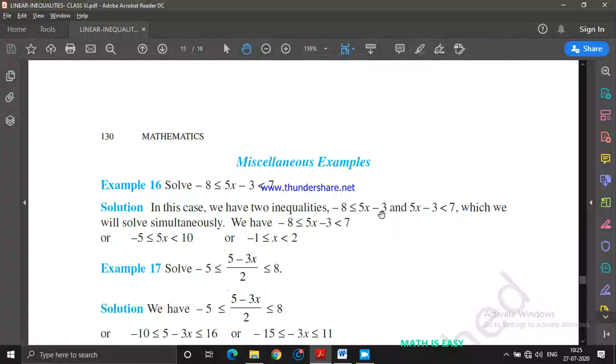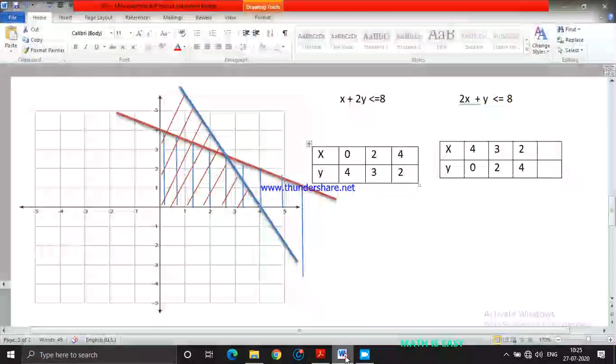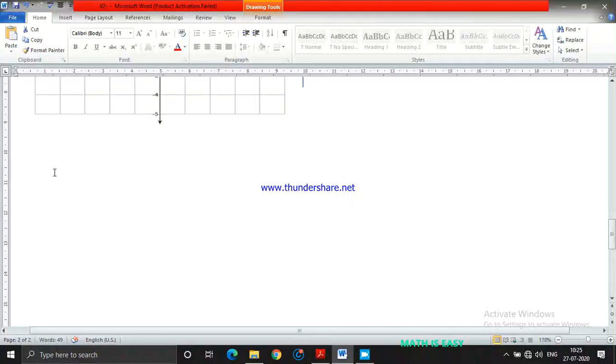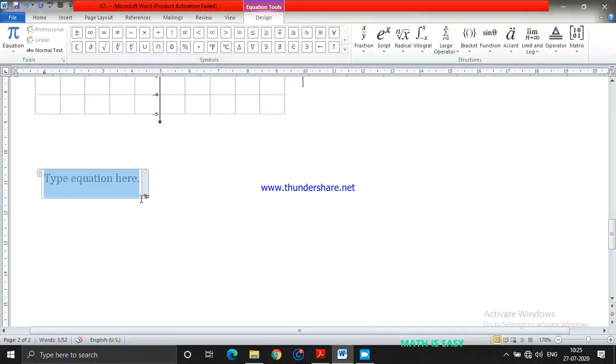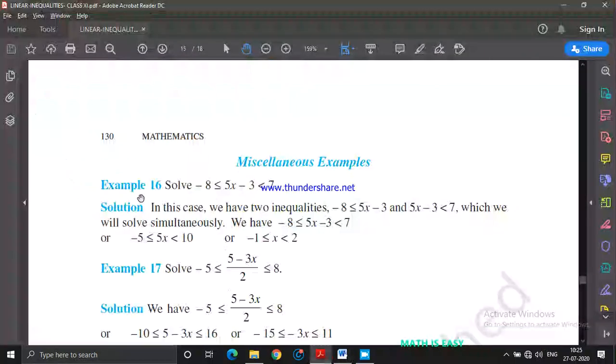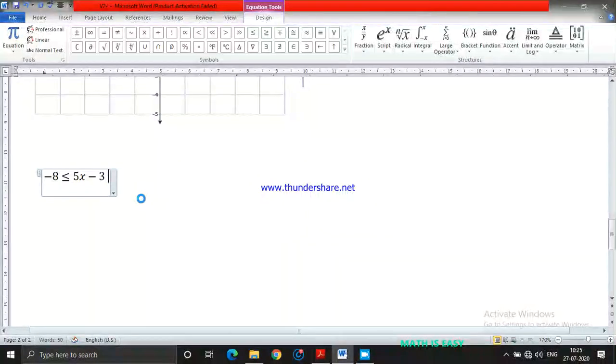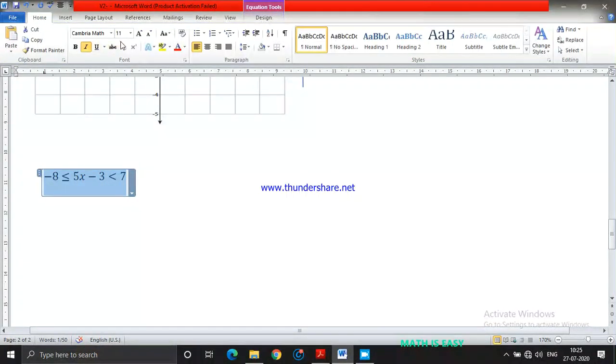We'll move to the miscellaneous questions. We have a few things here to discuss. Let me write the question. You have -8 is less than or equal to 5x minus 3 is less than 7. This is the given inequality, and they ask what are the possible values of x which satisfy it.